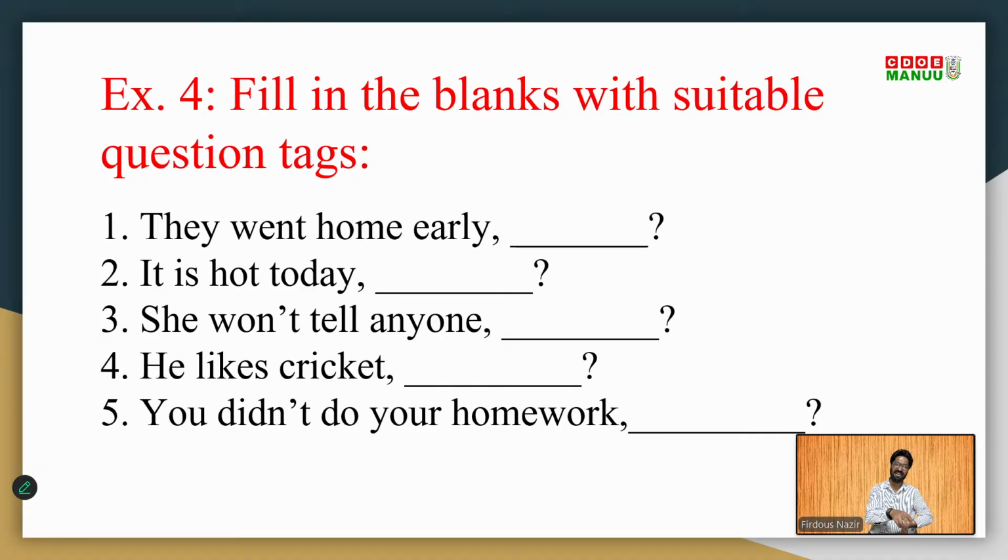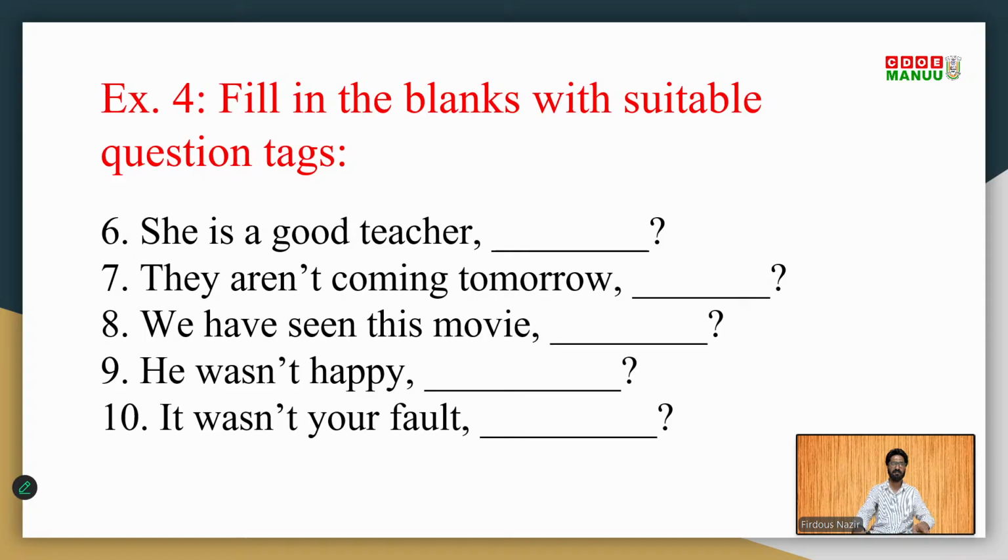Now here we have didn't and we have do. Again, we need to use the correct auxiliary. We have to look at the tense of the first auxiliary. That is past, so we use the past auxiliary in the question tag that aligns with the tense. Did you? You didn't do your homework, did you? Then we have number 6. She is a good teacher, isn't she?